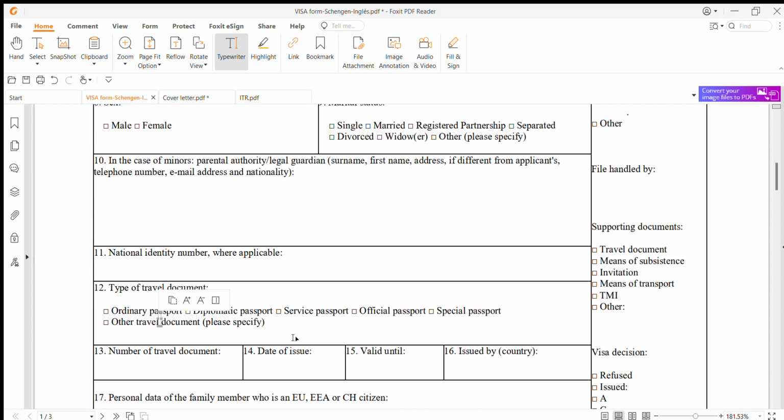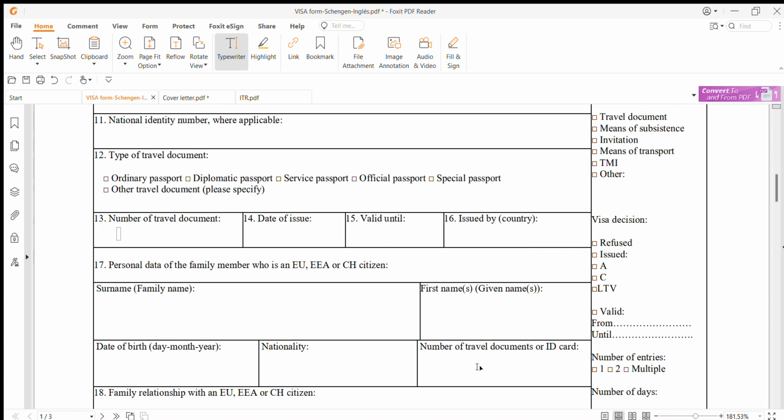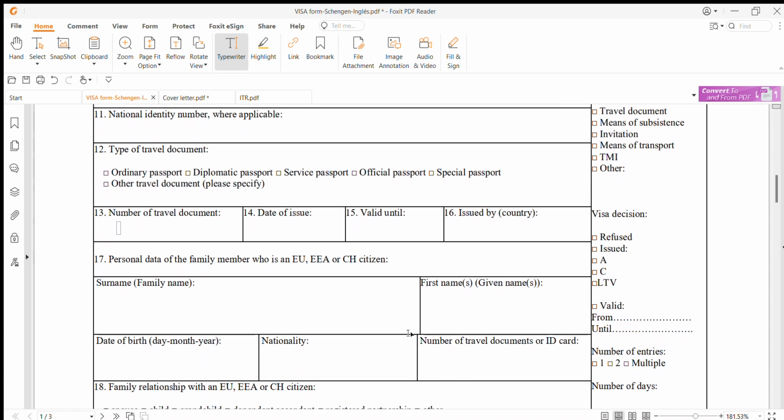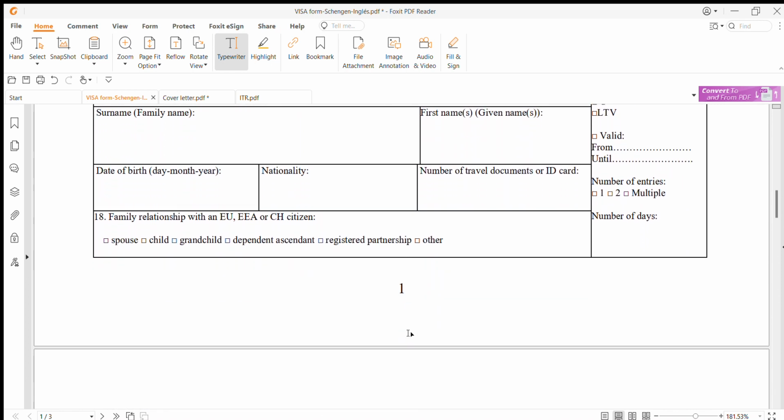And then what else? Number of travel document. Okay, this is not number of travel document, rather number. So I mentioned the passport number. You have to mention passport number, date of issue, valid until, issued by country, of course India. Then I did not touch anything on this page. If you belong to any of these, then by all means you should fill it.